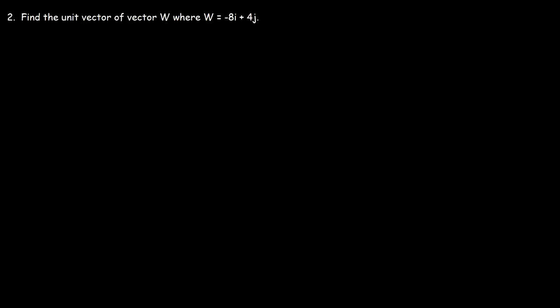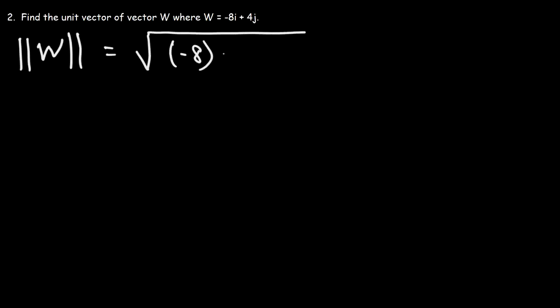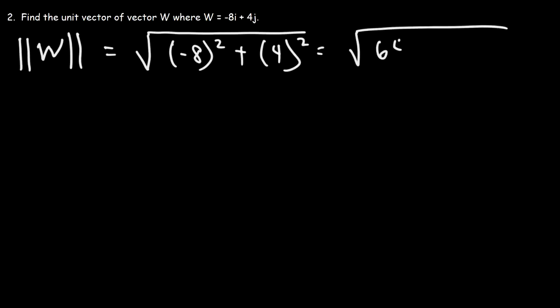Now let's try another example. One that's not so easy like the last one. Feel free to pause the video and try this problem. So let's begin by calculating the magnitude of vector w. So that's going to be the square root of negative 8 squared plus 4 squared. Negative 8 squared is 64. 4 squared is 16. Now, if we add 64 and 16, that's going to give us 80.